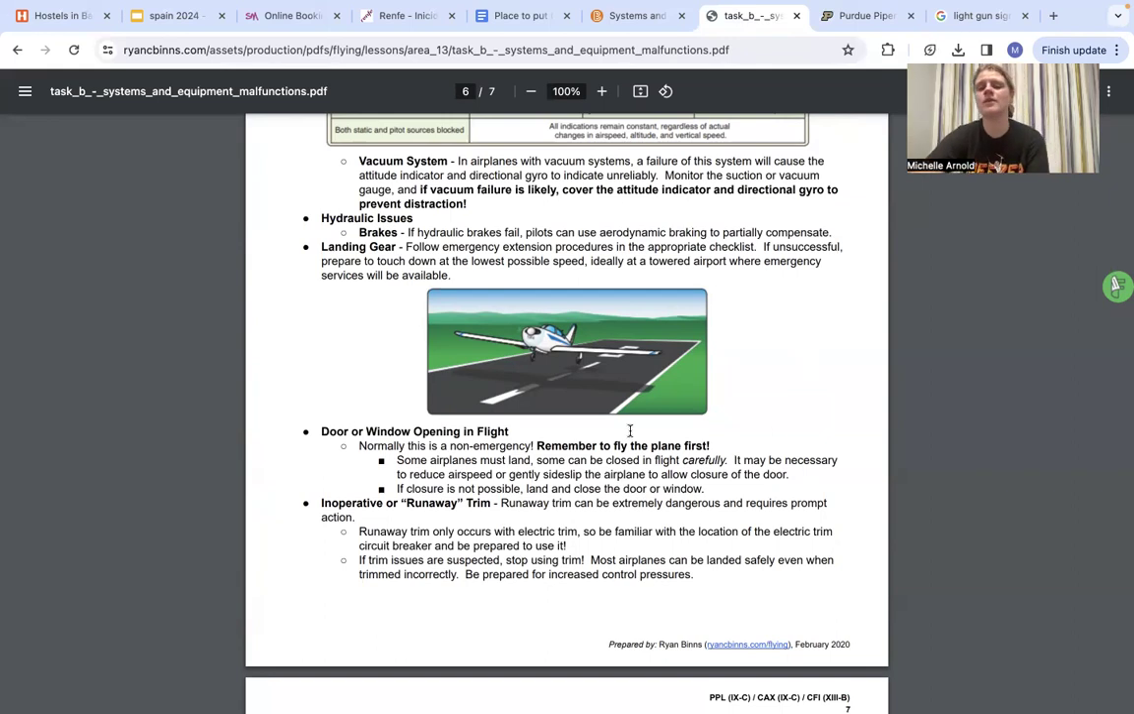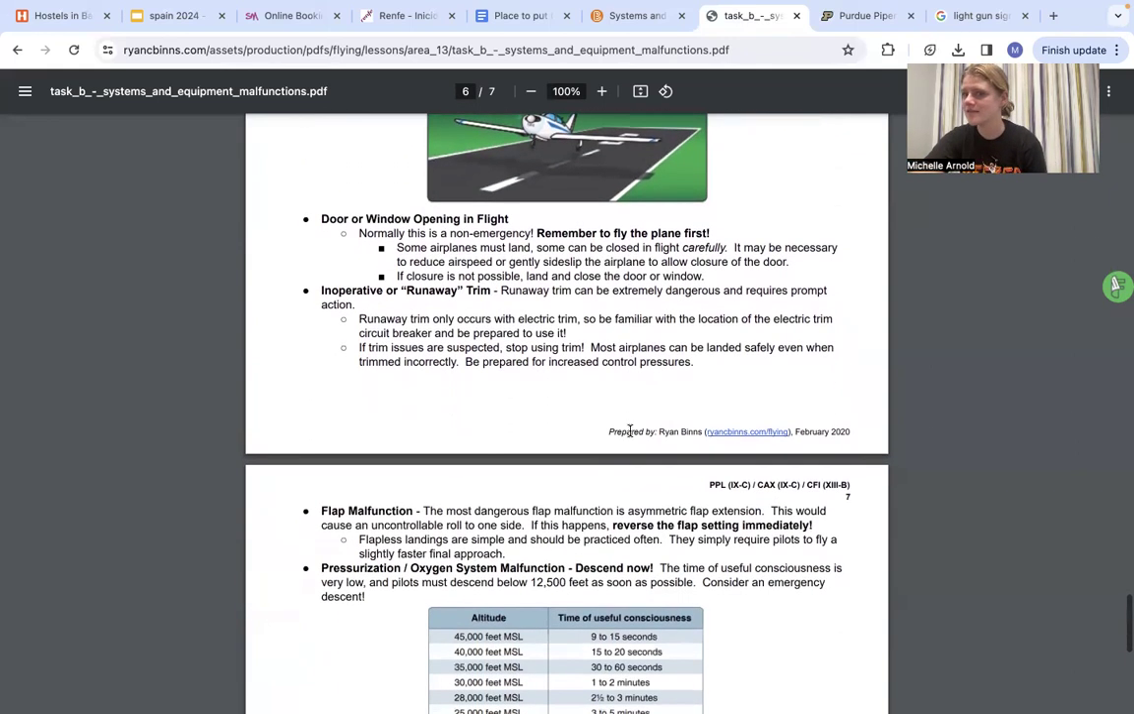All right, so if there's a door or window open during flight, this can look really scary when you're in the plane. This happened to me once. It wasn't a door, but it was the oil cap door I saw flapping in the wind, and it can be a little scary to see that. But this is normally a non-emergency. Remember to fly the plane first. A lot of times it won't just flap open, and it'll actually get shut to an almost closed position. But just land the plane. Don't do any emergency procedures. Fly a normal pattern if you notice it on takeoff, and then just land and shut the plane down, get out, close the door, and you can continue.